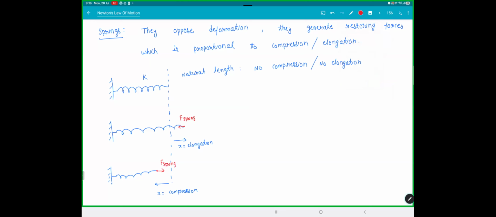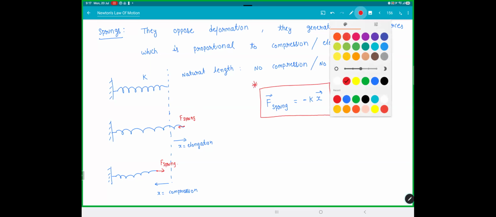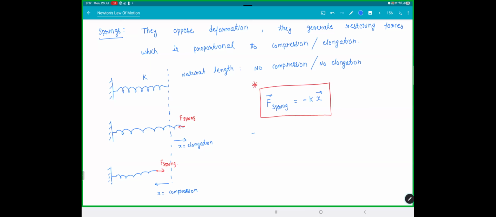So if you notice here, the force due to the spring and the X are always opposite. So force due to the spring is minus K X bar. They are always opposite. What is that K? K is called the spring constant. So K tells you how strong the spring is. If the value of K is very high, that means it's very difficult to stretch the spring.